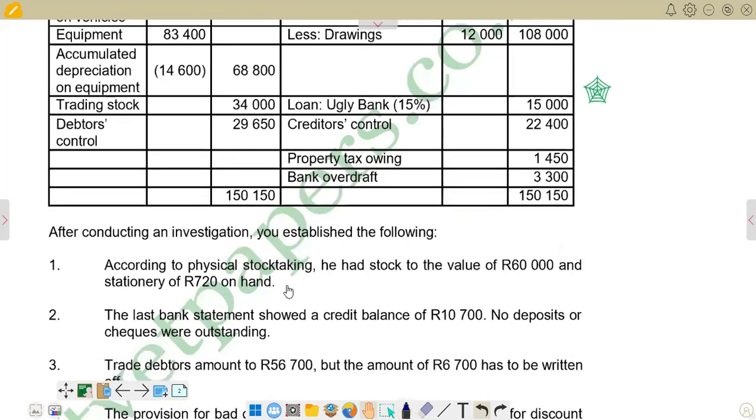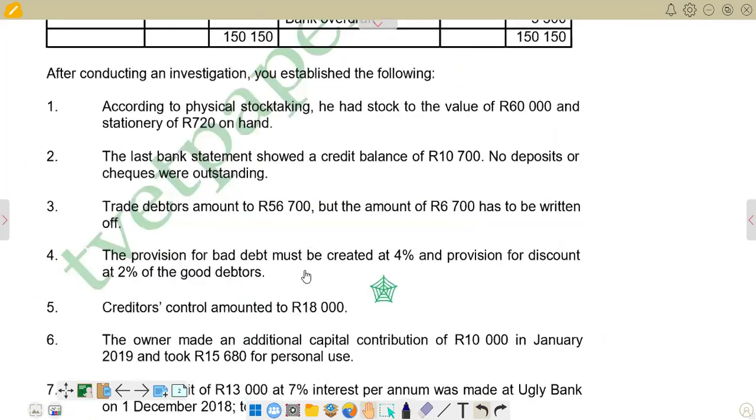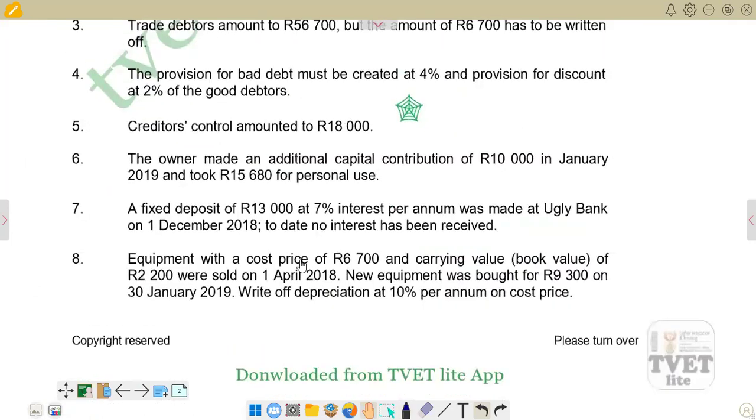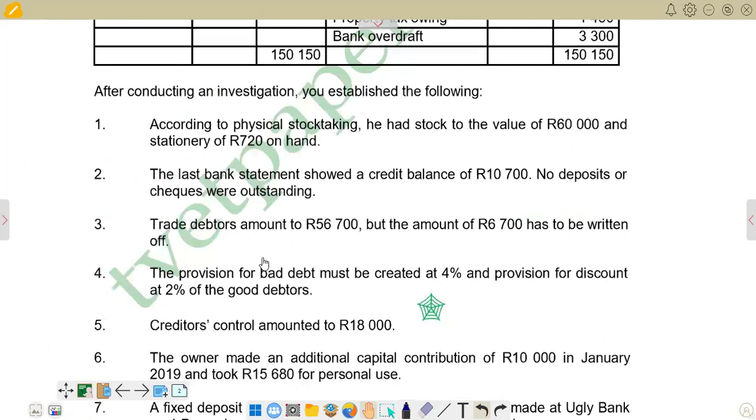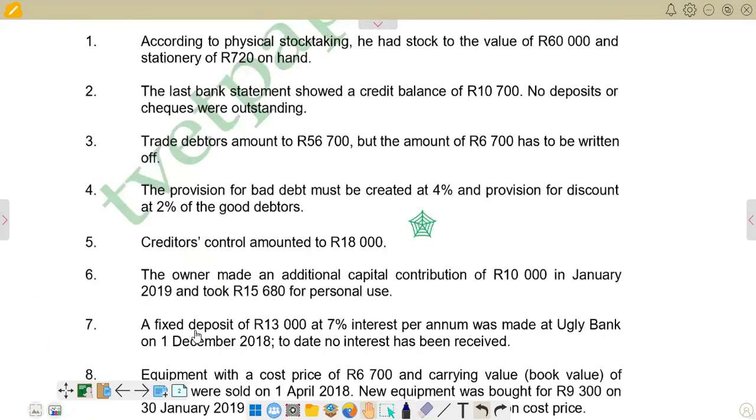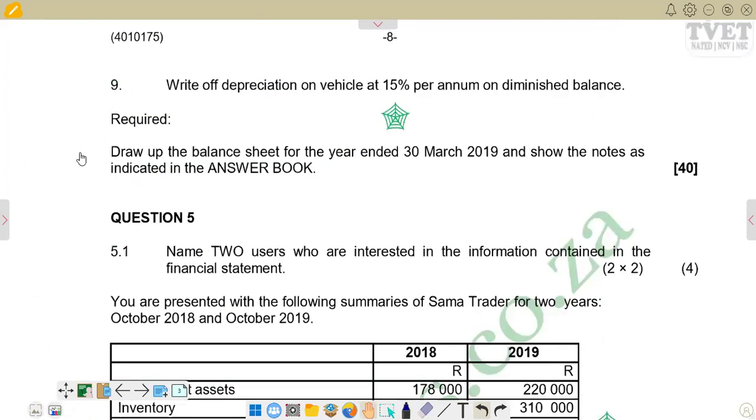And beneath that, we are given additional information which reads, after conducting an investigation, you establish the following. We are given this information as additional information, from information number 1 extending to information number 9. Then all the required parties say draw up the balance sheet for the year ended 30 March 2019 and show the notes as indicated in another.